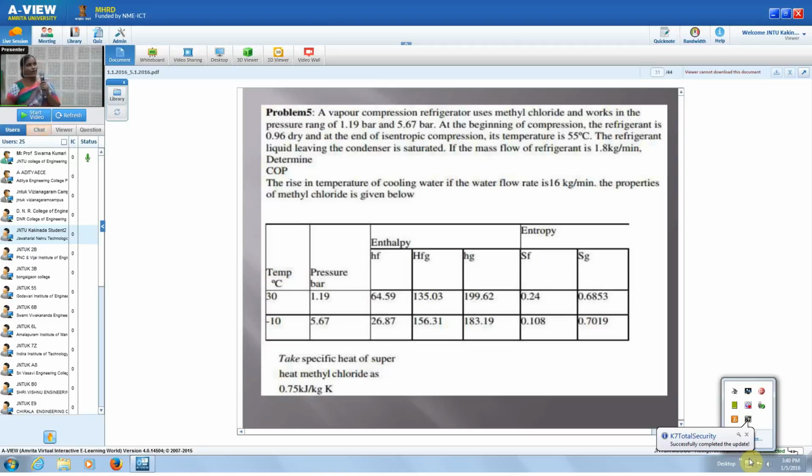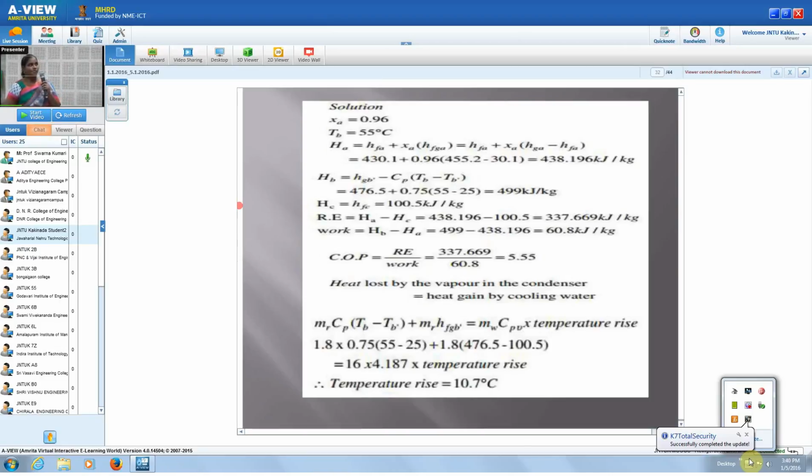Next. The rise in temperature you should get as 10.7 degrees centigrade. So you try these two problems as homework. Then one of you can conclude today's lecture.